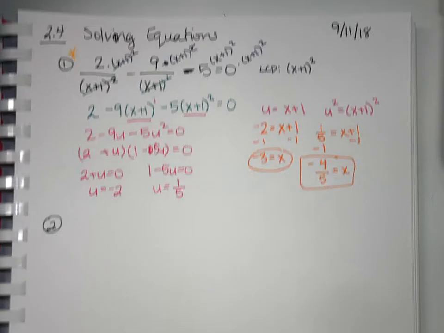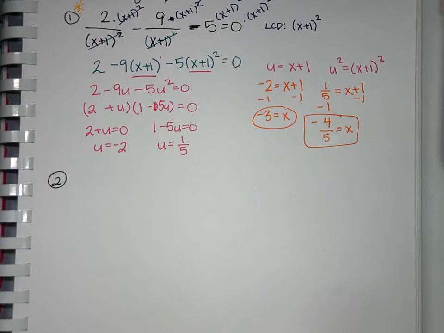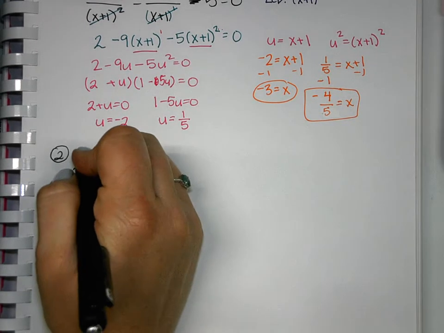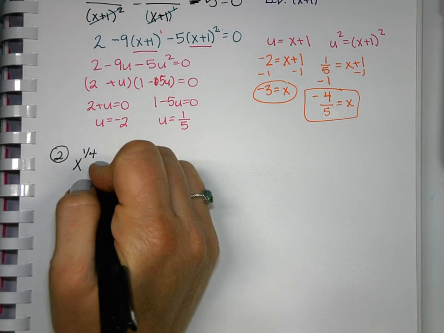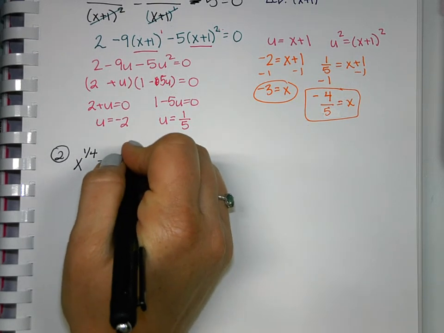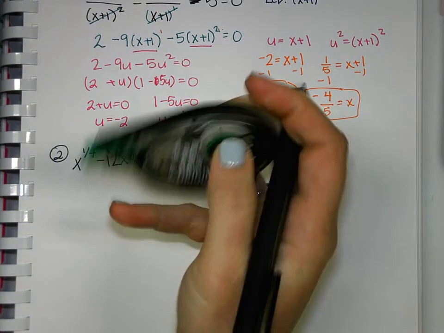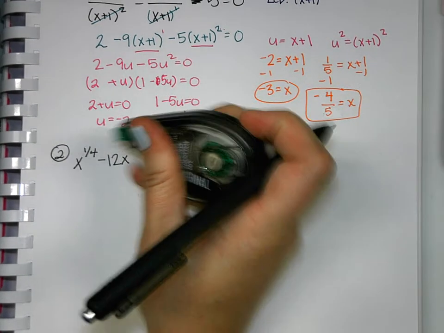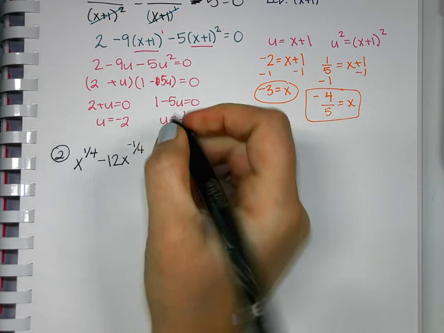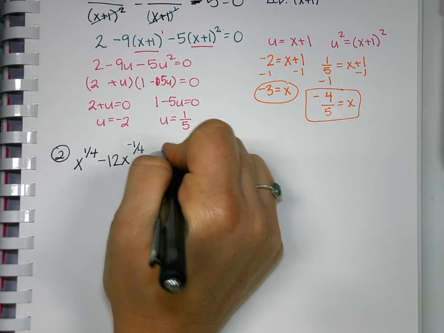Okay, number 2. This one has some fractional exponents. x to the 1/4 minus 12x to the -1/4 minus 1 equals 0. Sorry, that's going to look a little weird. Didn't leave enough room.